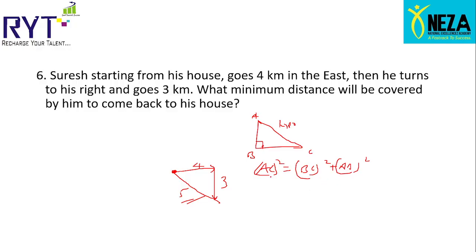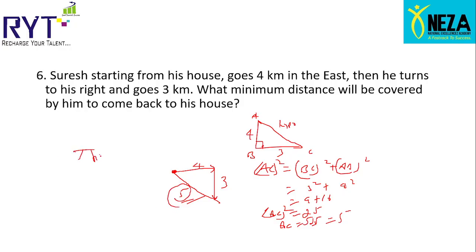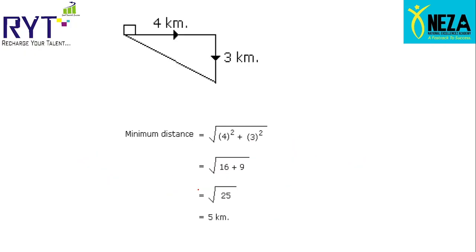sides. So here one side is 4, another side is 3. We can say this is 3 square, this is 4 square. So 9 plus 16, 25. So AC square is 25. AC is nothing but square root of 25, which is 5. Friends, these are called Pythagorean triplets. If one side is 3 and another side 4, then it's going to be 5. This is how it is.